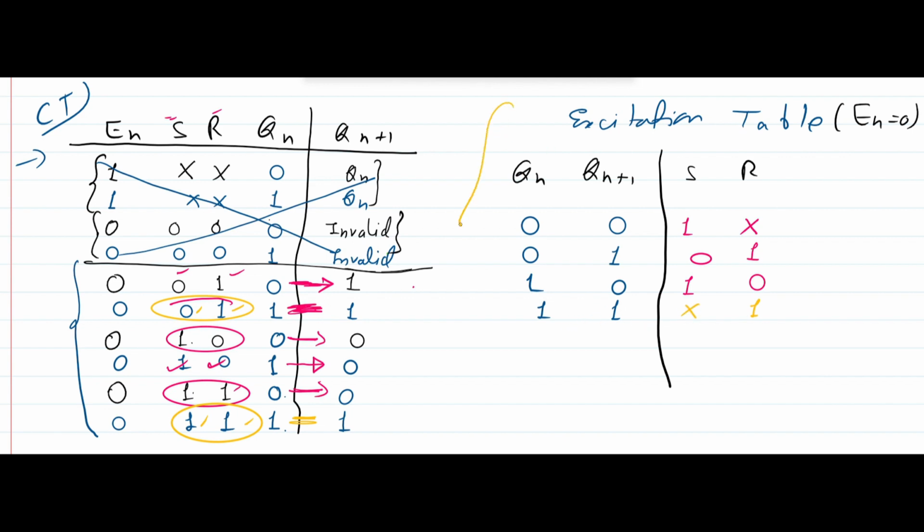So this is how we will get our excitation table for the SR latch using NOR gate, and this SR latch is an enabled SR latch.